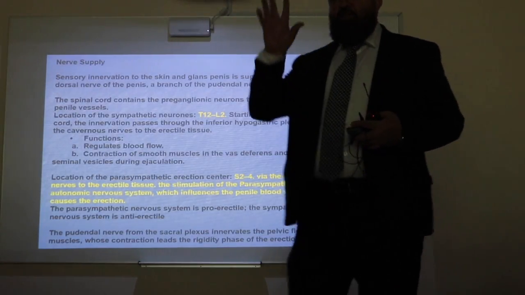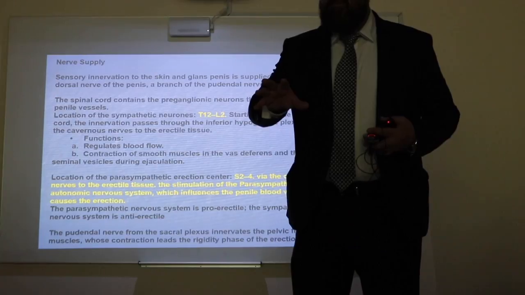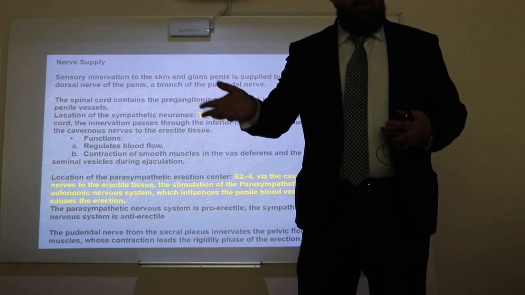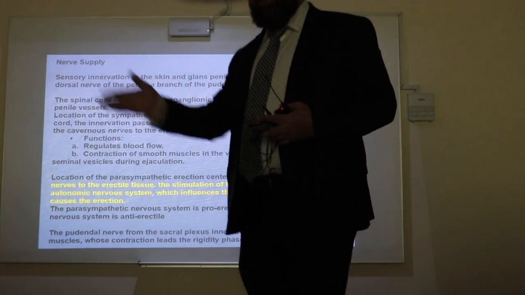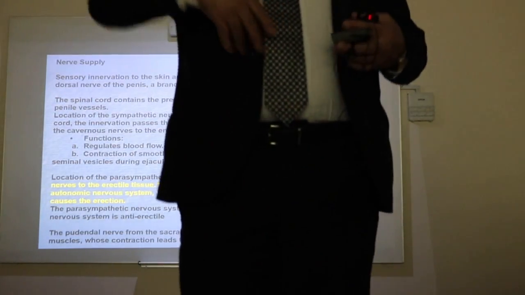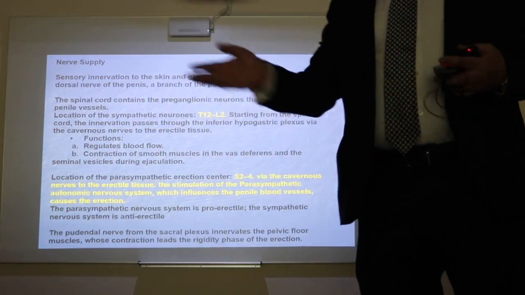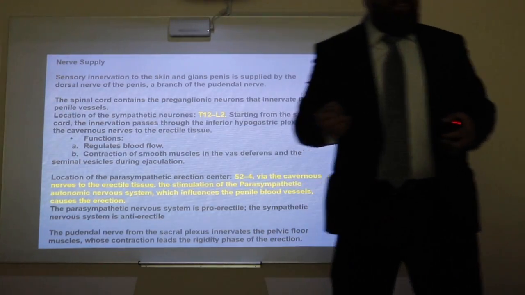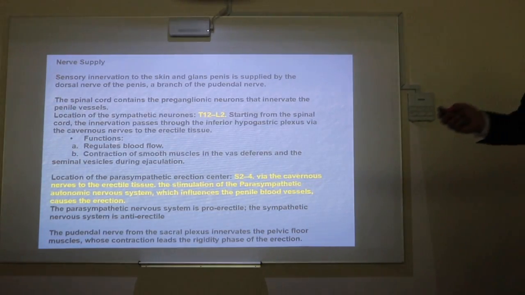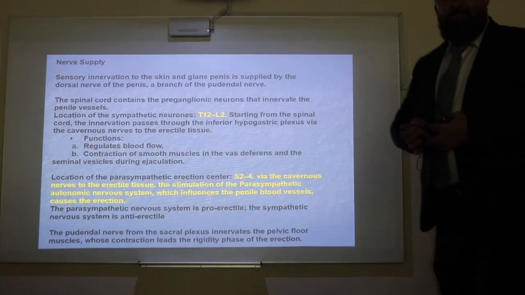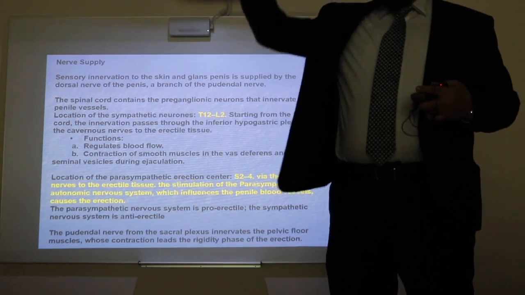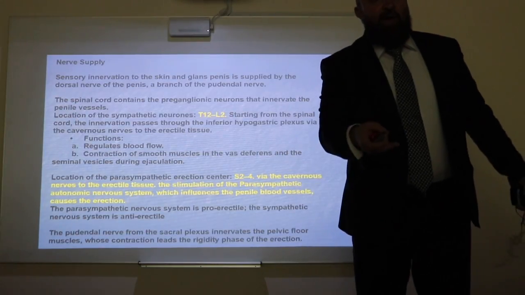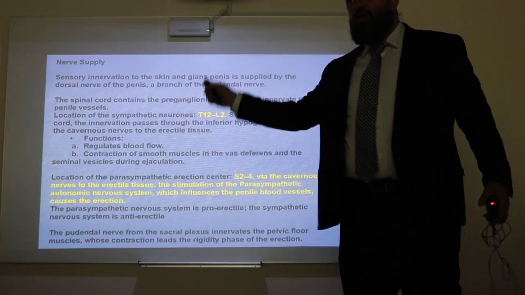Now remember this, sympathetic is for ejaculation. Parasympathetic is for erection. That's a new mnemonic. So sympathetic will come from the spinal segments T12 to L2. Parasympathetic is usually where? S2, 3, 4.